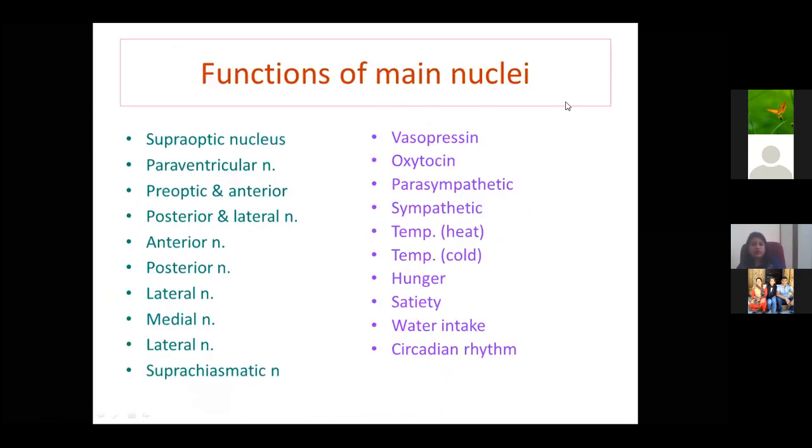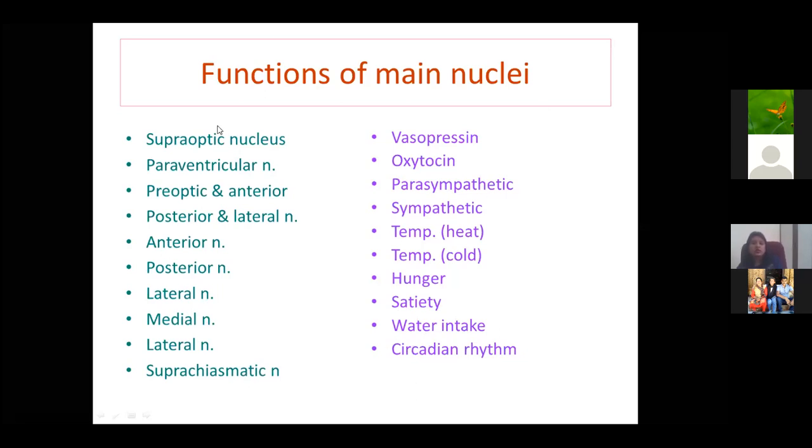So summarizing the functions of main nuclei. The supraoptic nucleus releases vasopressin, paraventricular nucleus oxytocin, preoptic and anterior nucleus are parasympathetic in function, then posterior and lateral nucleus they are sympathetic, then anterior nucleus and posterior mainly temperature, heat and cold, then lateral nucleus hunger, medial nucleus the satiety, and lateral nucleus along with that it controls water intake, then suprachiasmatic nucleus for the circadian rhythm, that is the sleep-wake cycle.